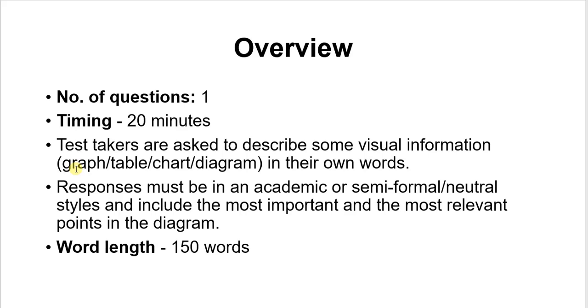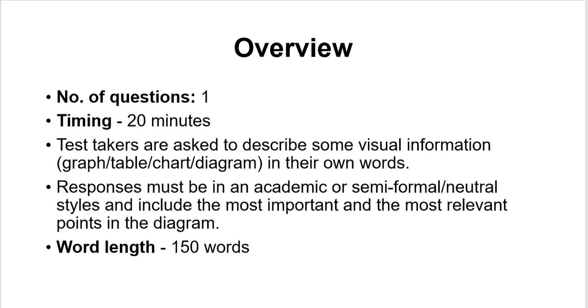Test takers are asked to describe some visual information which consists of either graph, table, chart, diagram, or processes. There are a lot of task types in this task 1. Test takers must write in their own words, and responses must be in an academic or semi-formal or neutral style. That is, they should be written in full sentences. The minimum word length for task 1 is 150 words.